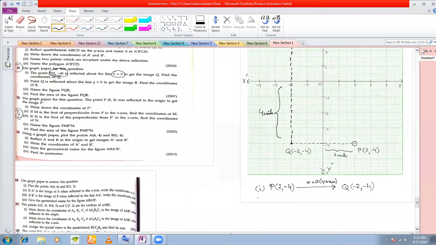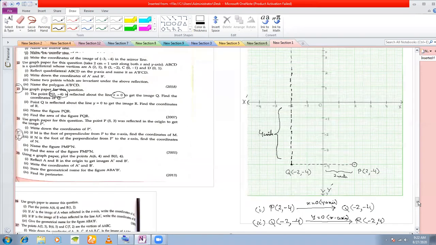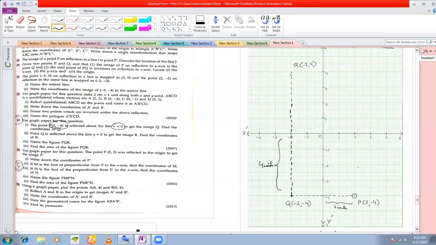Now we'll write it on our single line sheet. Q(-2, -4), when reflected in the line y = 0 or the x-axis, transforms to the point (-2, 4). Why? Because you are moving 2 in the negative direction of x, and then you are moving 4 in the positive direction of y.